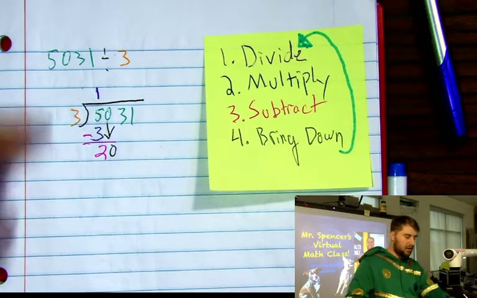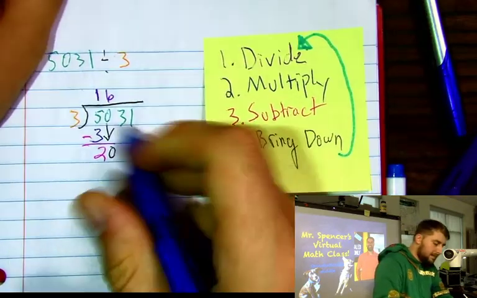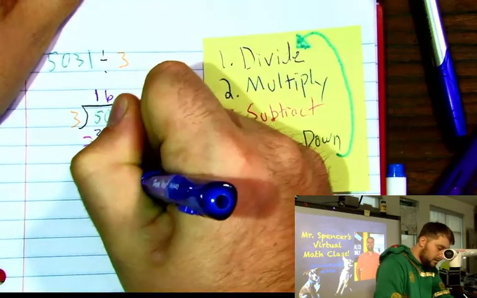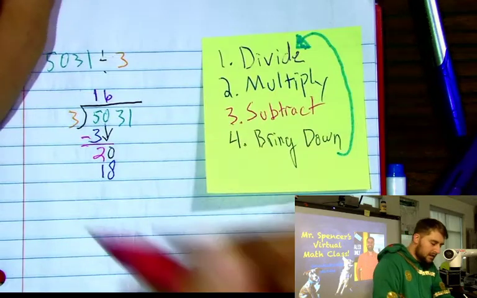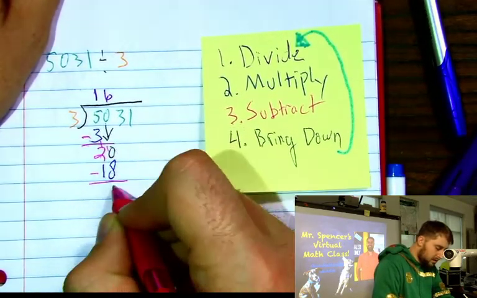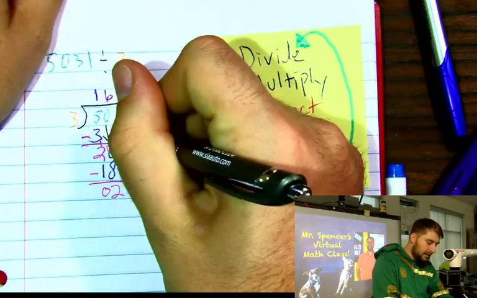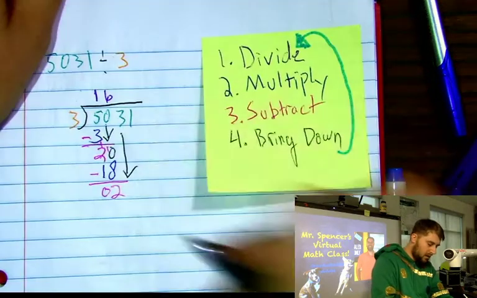Okay, so we'll put our 6 up top, then we multiply. 6 times 3 is 18. Then we subtract. We regroup that. 10 minus 8 is 2. 1 minus 1 is 0. Subtract it, and now we bring down our 3.